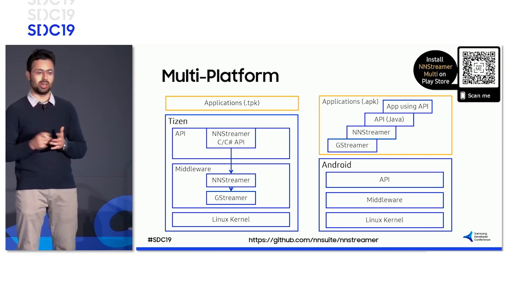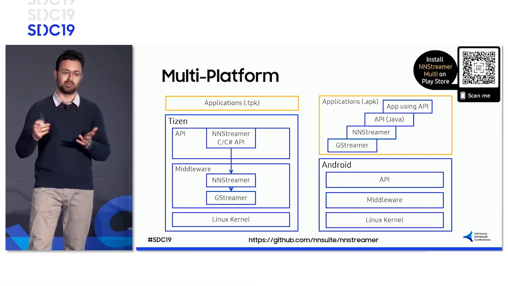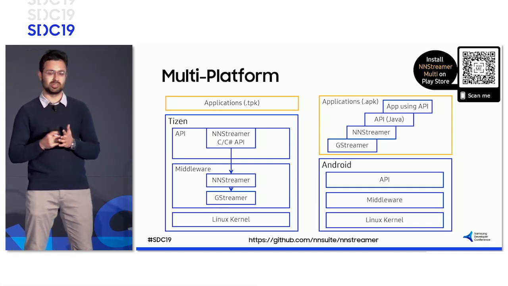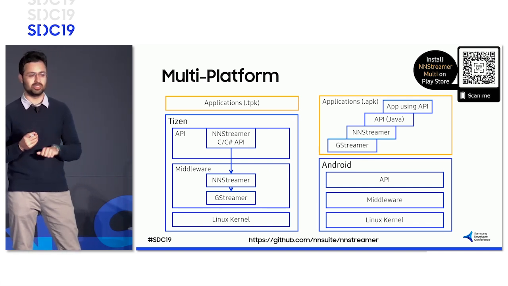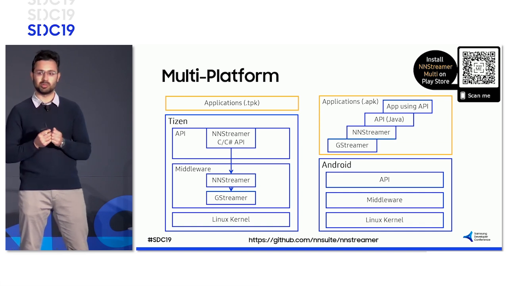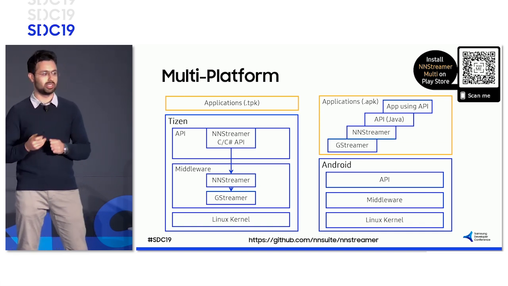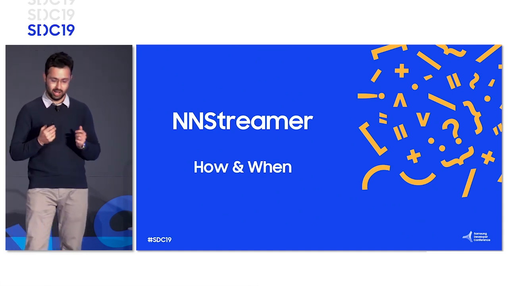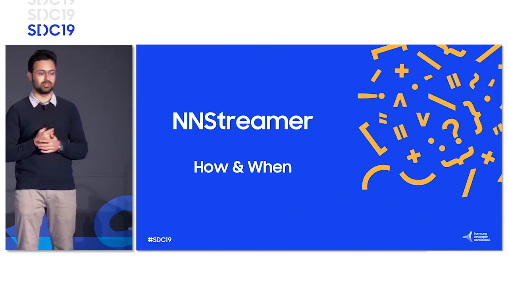So now we know how to write a pipeline, and we know how to use this with NNStreamer, but we don't know how to interface with NNStreamer. Once we have created the pipeline, how do we pass it to NNStreamer? This is what we'll talk about next: how and when can we use NNStreamer?